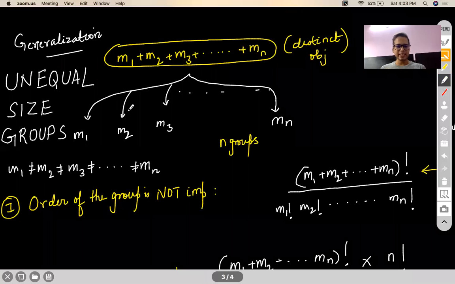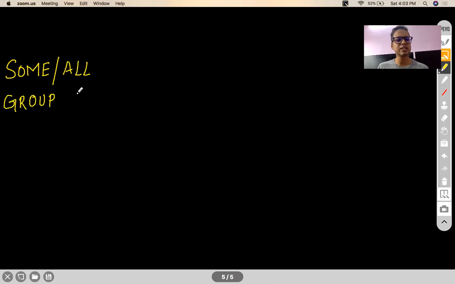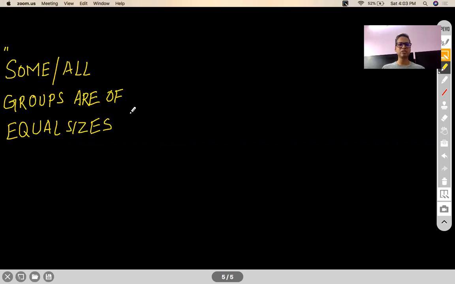Next case: if some or all of your groups are of equal sizes, then what will happen? Some or all groups are of equal sizes. See, I'm writing it in very bold letters so that when you're referring to your notes, you understand the distinction between them.